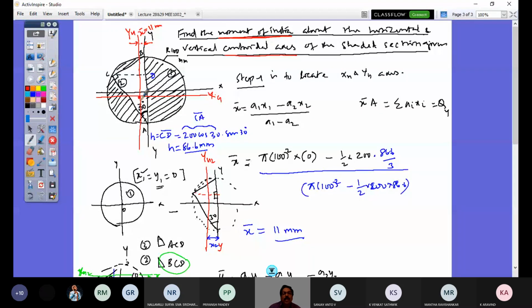Look at the centroid now. When it was originally a circle, the center of the circle is now shifted to this point in the third quadrant with respect to xy. So this is my centroid. What is my centroid location now? That is x bar comma y bar, equal to the x bar value we got, 11 mm, and the y bar value we have got now, minus 6.343. So this is my centroid now. That's located. Now the question asked is, about this xg yg axis, find out your second moment of area.